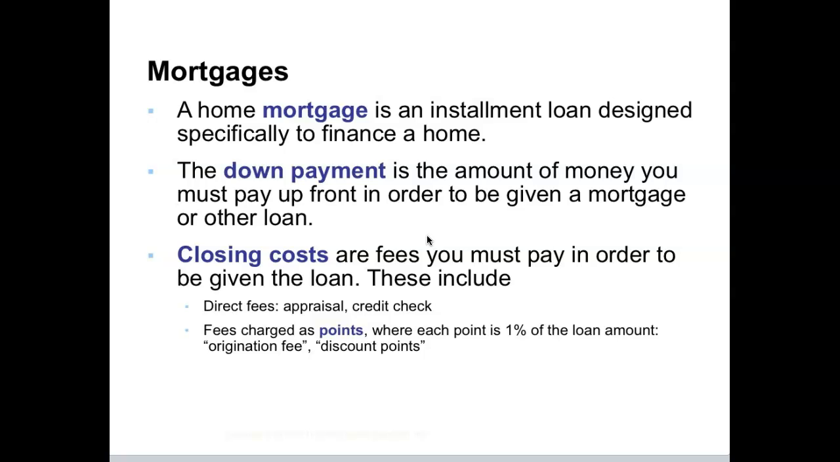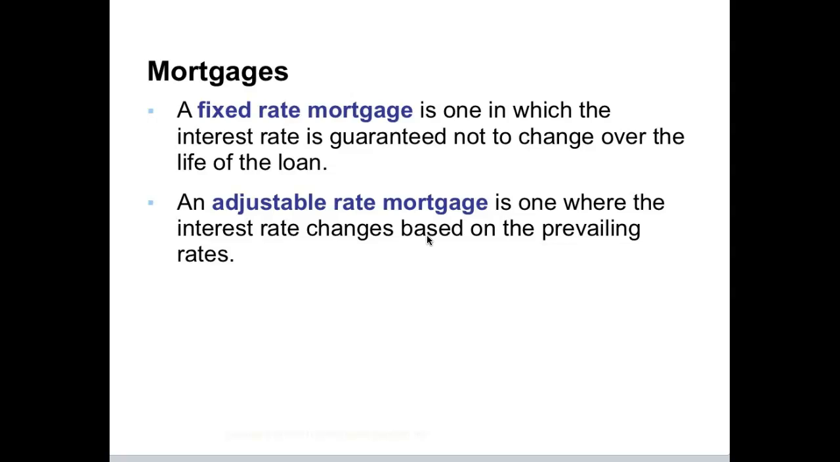So, two types of mortgages. A fixed rate mortgage is one in which the interest rate is guaranteed not to change over the life of the loan. An adjustable rate mortgage is one where interest rates change based on the prevailing rates. And so that can change based on how the economy is doing. That one's a little riskier.